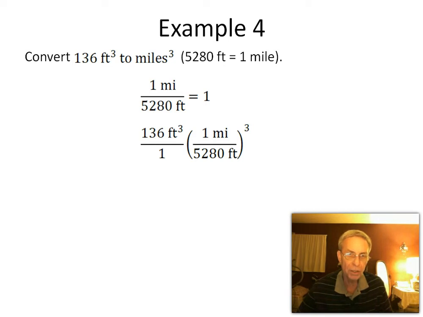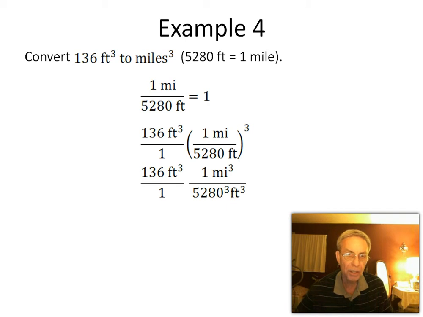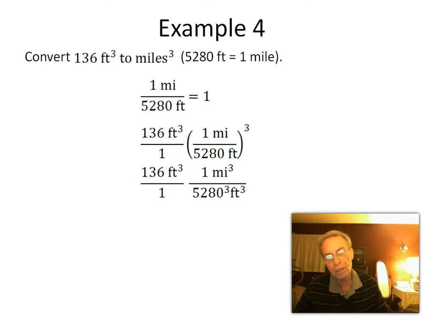So we have 136 cubic feet to 1 unit. This is what we were given at the beginning up here. We want to convert it from feet to miles. So this is going to be 1 mile per 5,280 feet cubed. So this gives us 136 cubic feet over 1 times 1 cubic mile over 5,280 to the third power feet cubed. Okay, the next thing we're going to do is cross out the dimensions that are going to cancel.